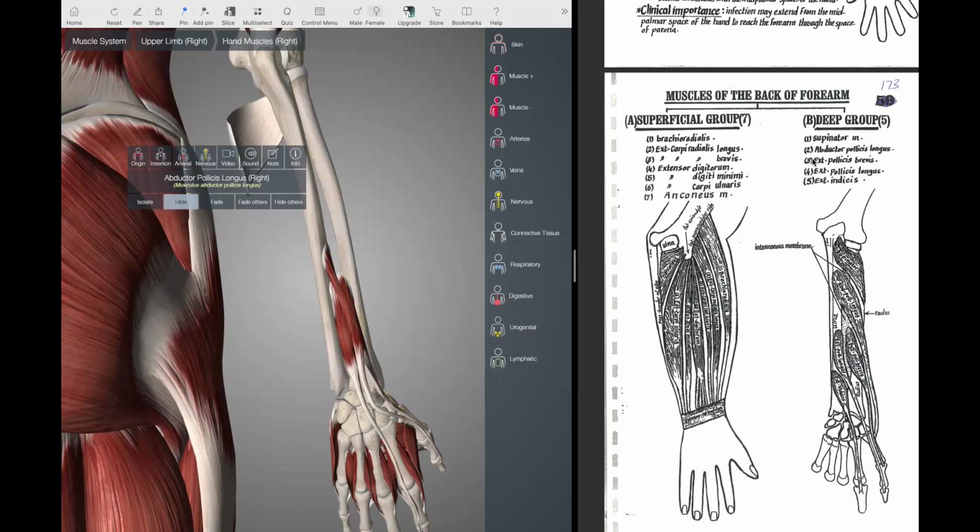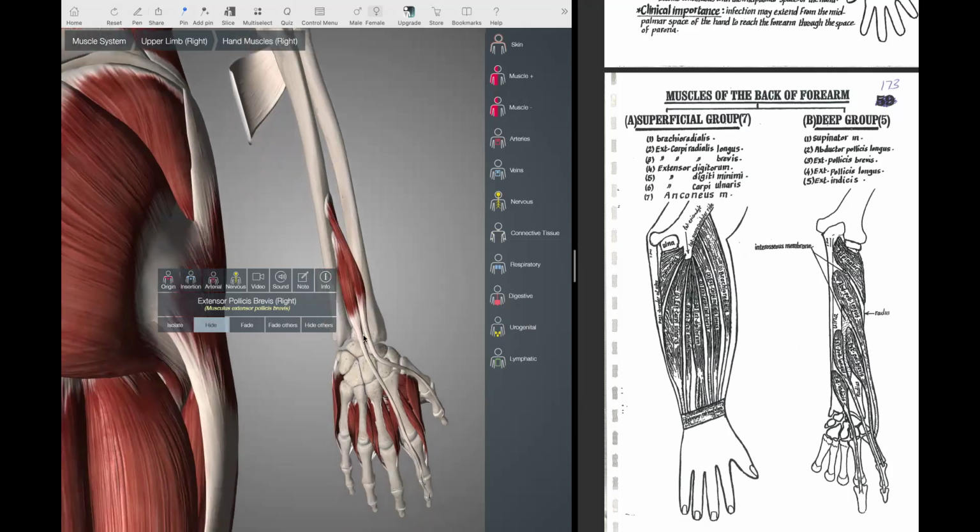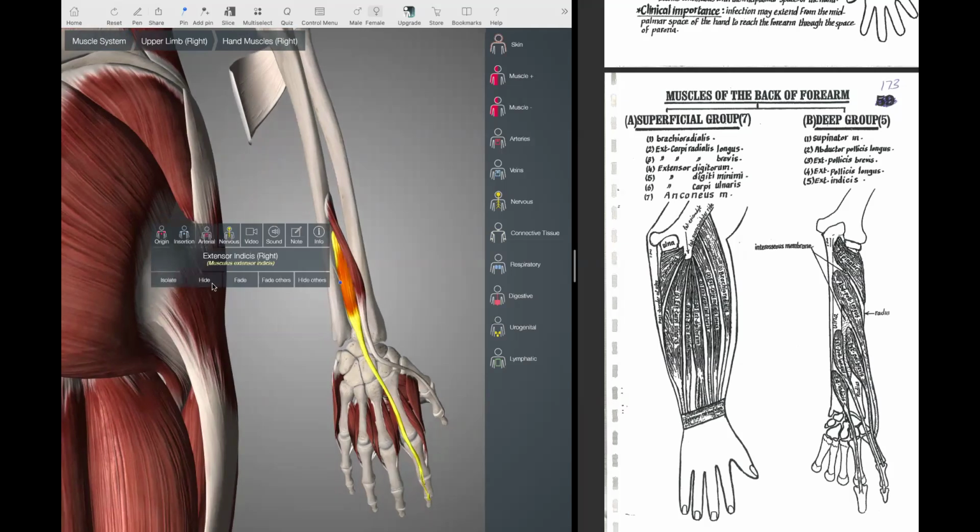Hide. Now, extensor pollicis brevis. Extensor, it extends. What? The thumb. The brevis, it's short. The short extensor of the thumb. Here. Extensor pollicis brevis. Hide. Extensor indicis. Here. It extends the index finger.